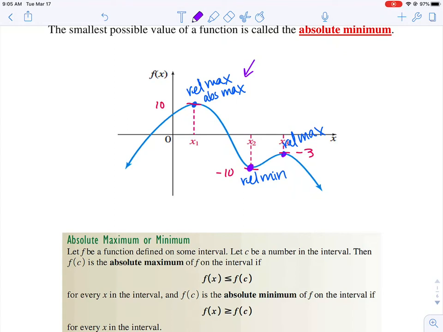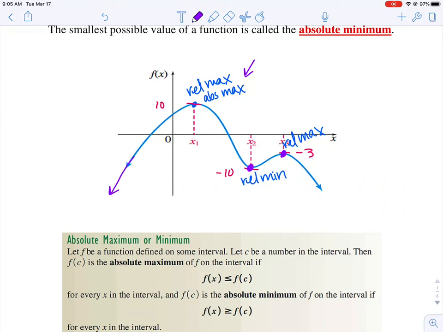Where x sub 2 is a relative minimum, but there's other places on the function where it goes lower than that one, so we wouldn't call him an absolute minimum. Same idea with x sub 3. He's a relative maximum, but he's not the highest value, so we would just call him a relative max, not an absolute max.